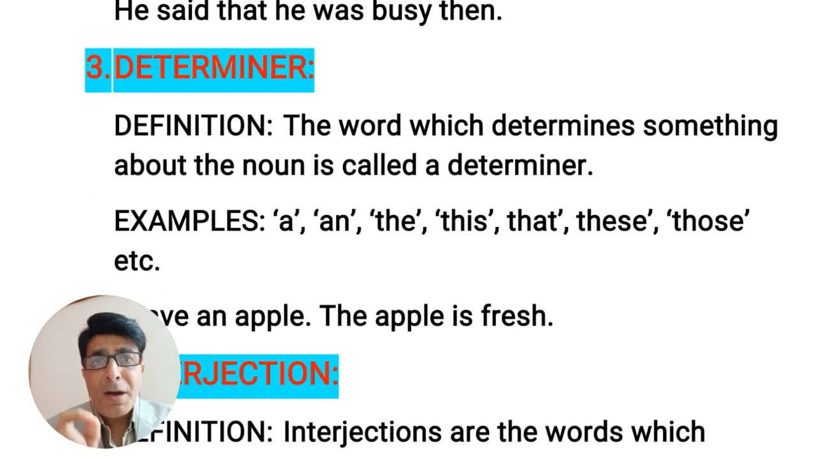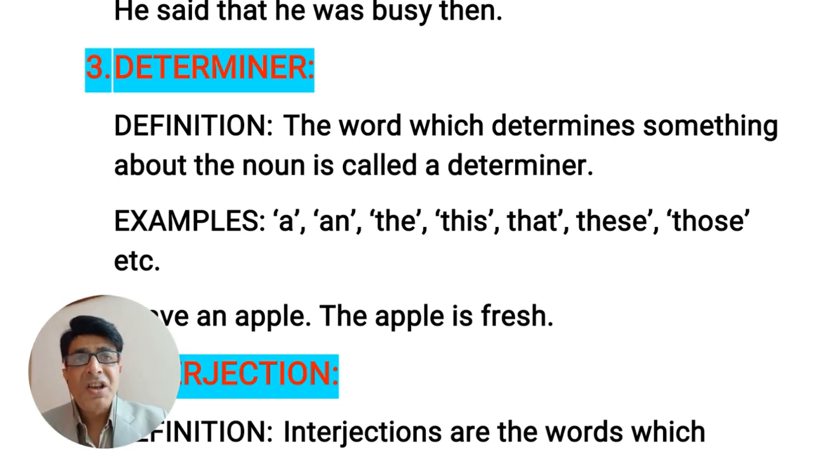Now the third closed part of speech is determiner. The name itself tells us what a determiner is. Determiner means definite. The word which determines something about the noun is known as a determiner. Generally, we consider only three determiners in the English language: a, an, and the. These three articles are known as determiners, right? Sometimes we consider other words like this, that, these, those, any, more. These are also known as other subsidiary determiners, right?